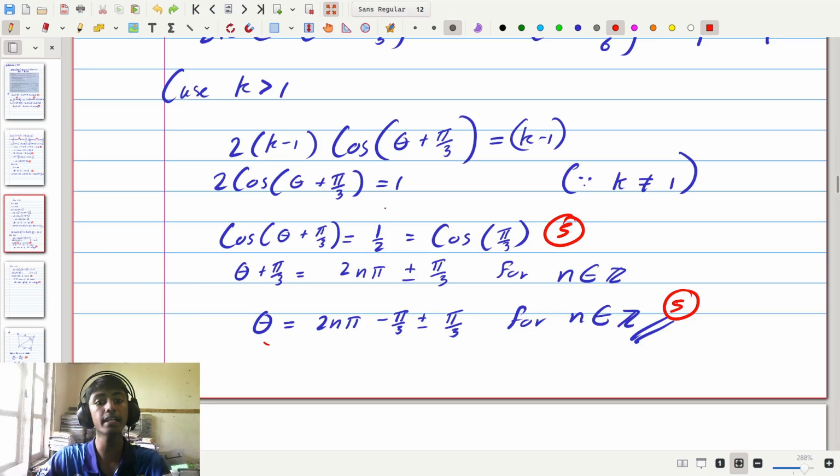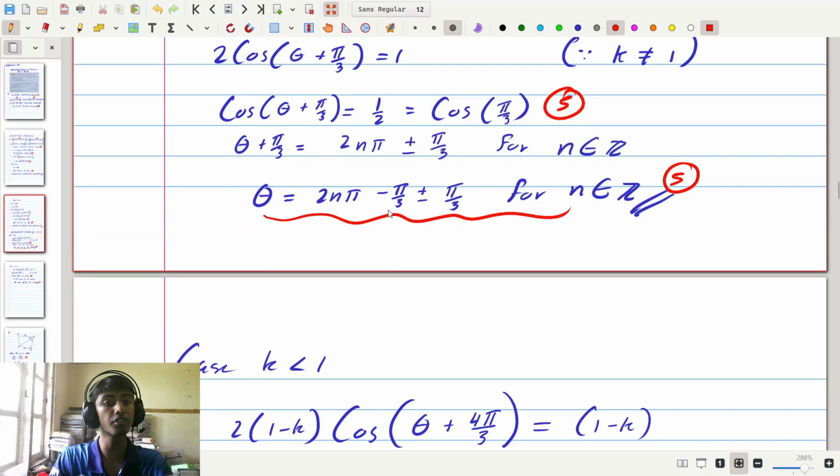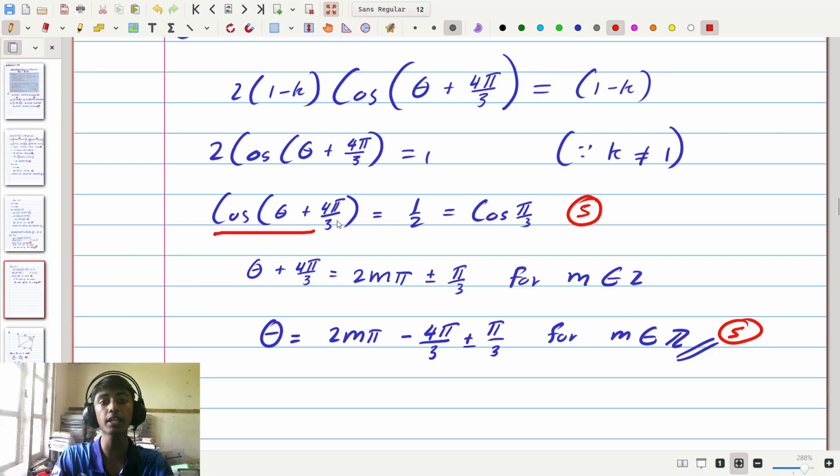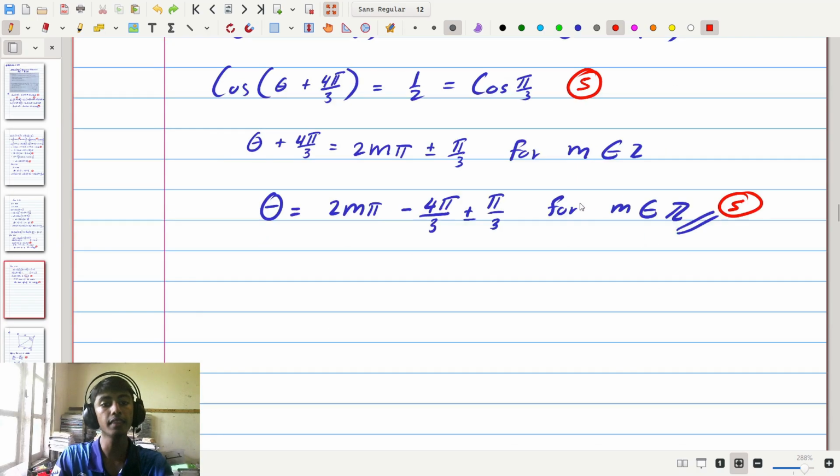And when you then write down this expression here for all of the possible solutions for theta, you get another 5 marks. Now similarly, for the second case where k is less than 1, when you find that cosine of theta plus 4 pi by 3 must be equal to cosine of pi by 3, you get 5 marks. And then when you write down the relevant infinite number of solutions like this, you get another 5 marks.